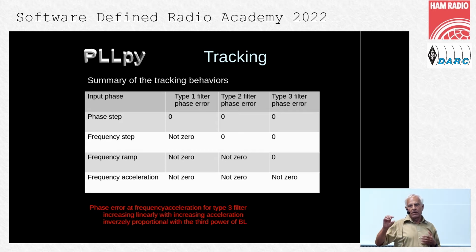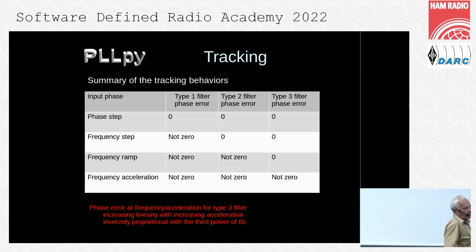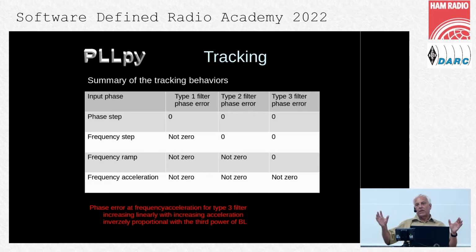This phase error will be proportional to the acceleration and inversely proportional to the third power of the noise bandwidth. That means that if you have a big Doppler shift and speedy change, in that case, you have to increase the noise bandwidth.